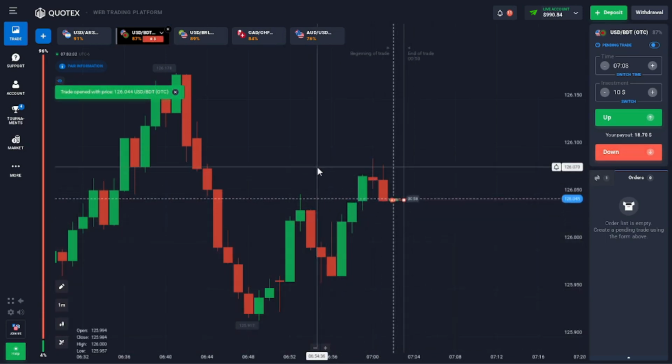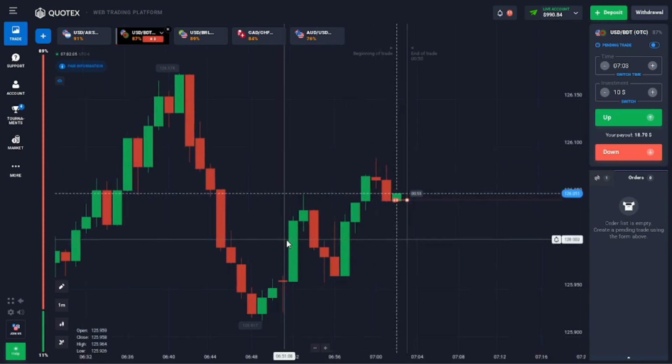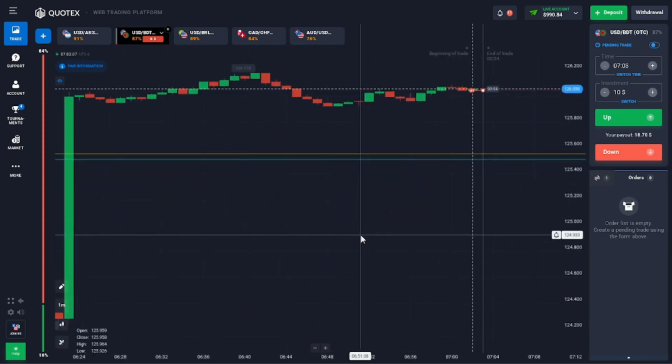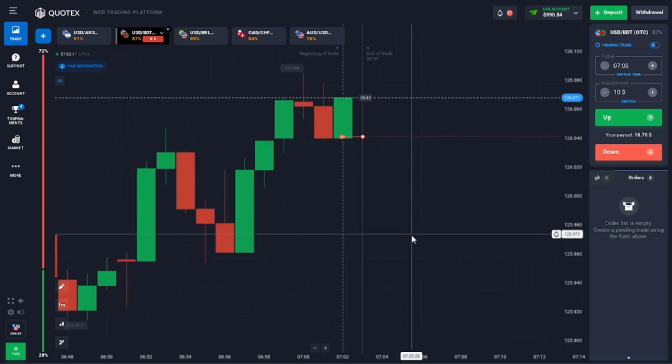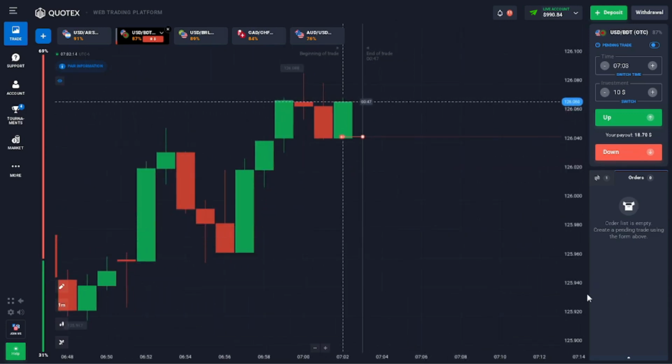Here I have placed a trade in the down direction with a risk of $10. The market has reversed a little from there, but you know that the market is manipulating today, so the candle is going in the opposite direction of our trade. But we will recover it.